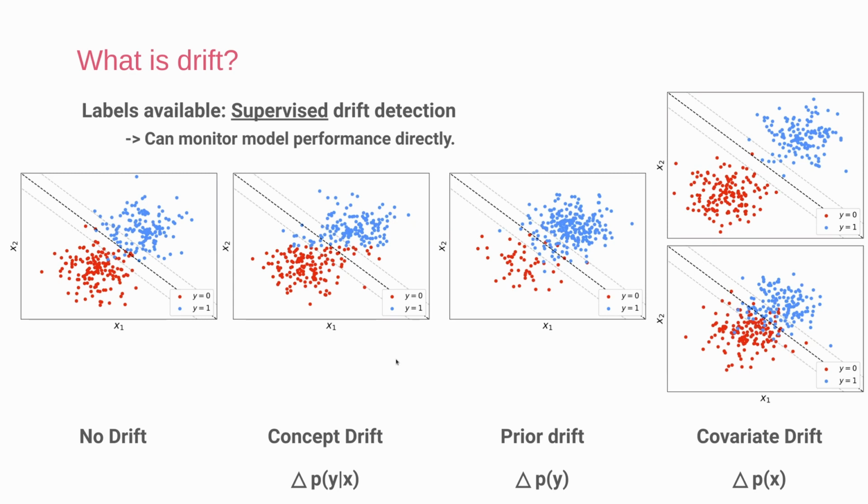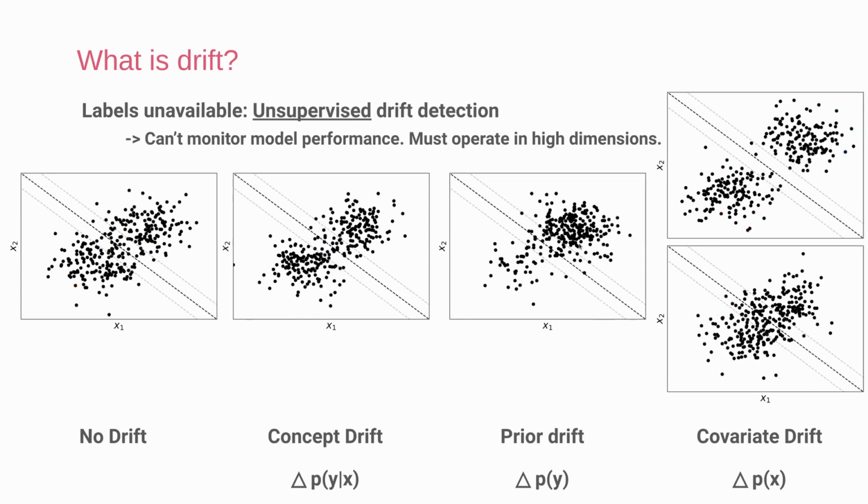But in reality, what we actually observe during deployment looks a bit more like this. We do not observe the labels. And this makes certain types of drift much trickier to detect. For example, this concept drift suddenly is no longer observable when we don't observe the labels, because the distribution of the features has remained the same. And therefore, we're forced to look for changes directly in the distribution of the features. And that's much more challenging, because the features are often very high dimensional and complex. For example, they might be images or text.